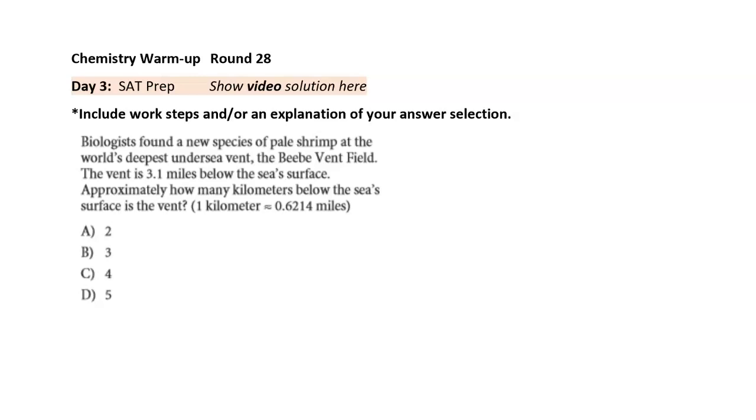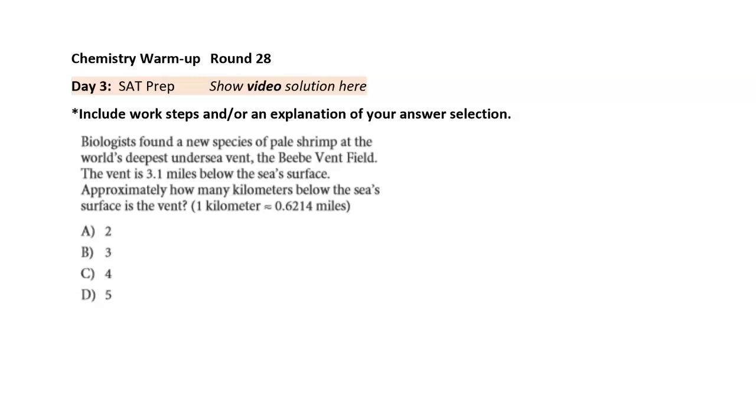Here is the day 3 SAT prep question. This is a question from a previous SAT test. Biologists found a new species of shrimp at the world's deepest undersea vent. The vent is 3.1 miles below the sea's surface. Approximately how many kilometers below the sea's surface is the vent?